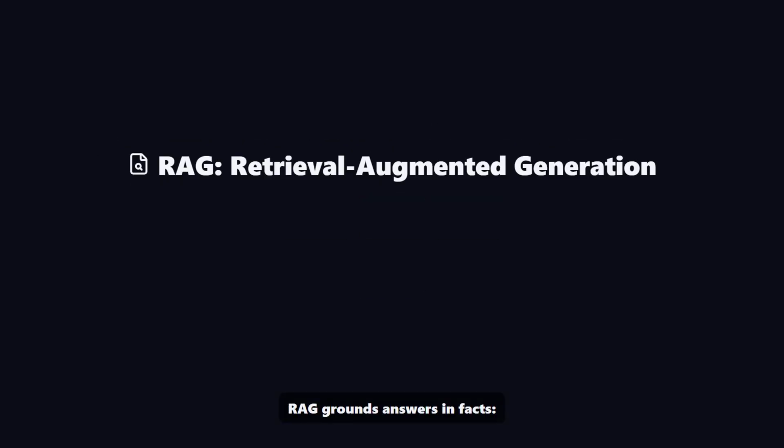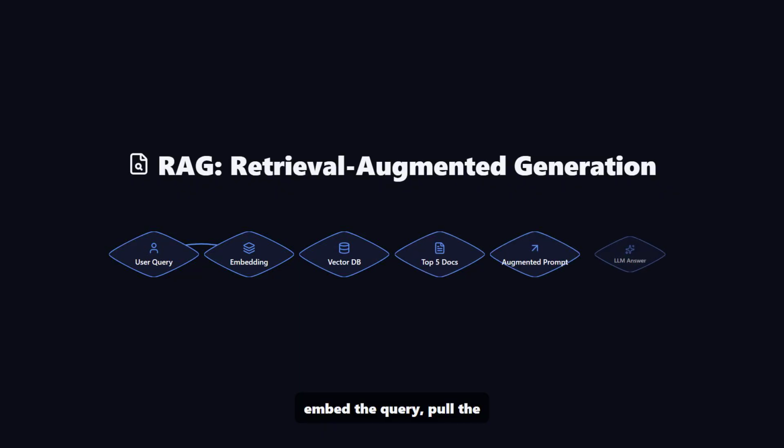RAG grounds answers in facts. Embed the query, pull the top 5 relevant docs from OpenSearch, stuff them into the prompt, then let the LLM answer. It's simple, but here's a wake-up stat. Studies show RAG can significantly reduce hallucinations compared to a raw model, yet many beginners still assume fine-tuning alone fixes hallucinations. Bedrock Knowledge Bases automates this pipeline. Try it in 10 minutes and see how few hallucinations your own assistant produces.